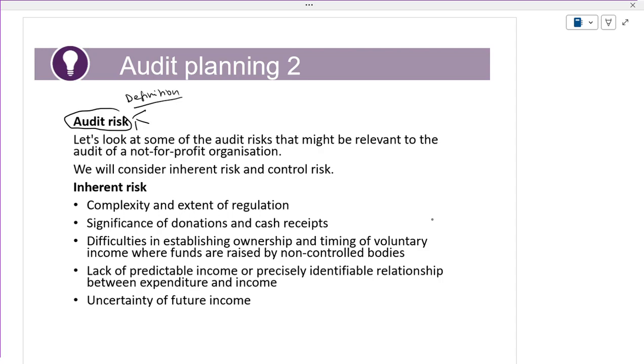Significance, because they have a lot of donations. You have cash receipts. Whenever you are going for any shopping, there will be one box there.